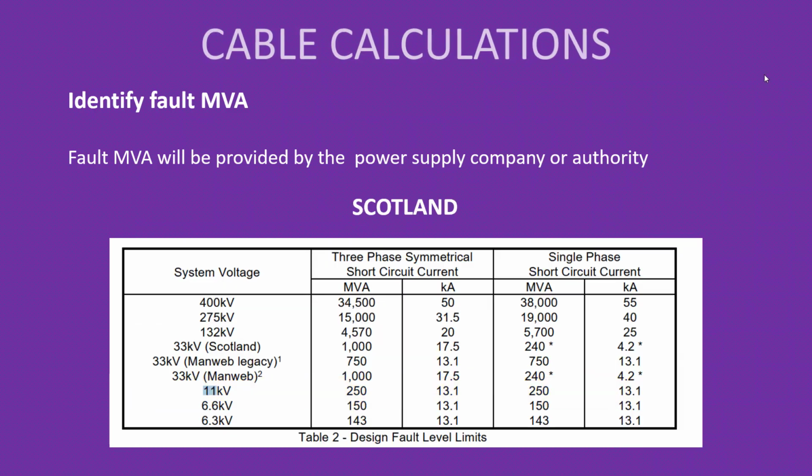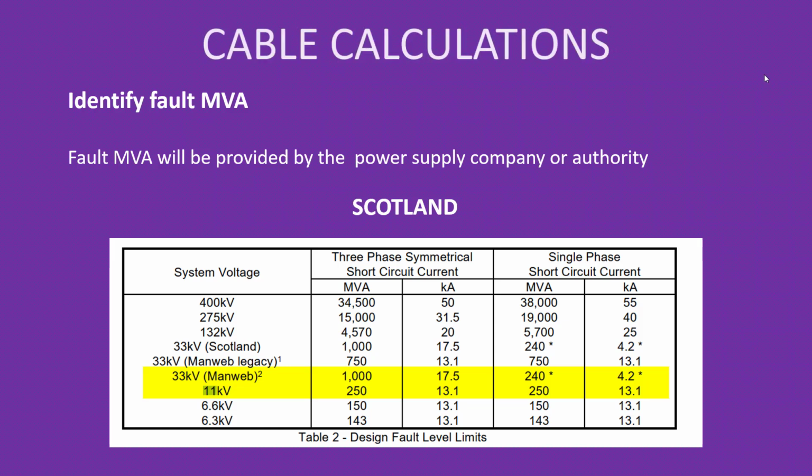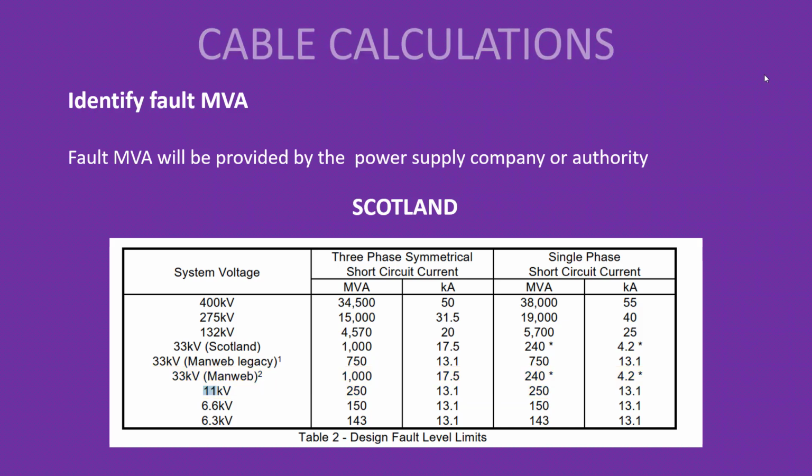If you look at another example, this is an excerpt from SP Energy Networks Scotland. You can see the fault MVA and kiloampere ratings or short circuit current are given as a table. You can see a 33 kV substation in Scotland. Fault MVA is 1000 MVA. Then short circuit current is 17.5 kiloampere. So almost all the places in the world, you will get this data from the power supply company. In some areas, the power supply company will not provide you the short circuit current. They will give you fault MVA levels.